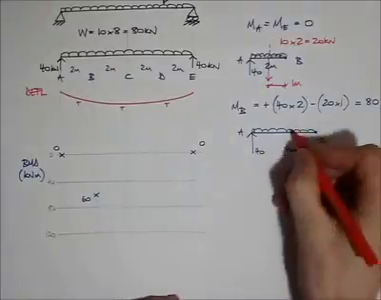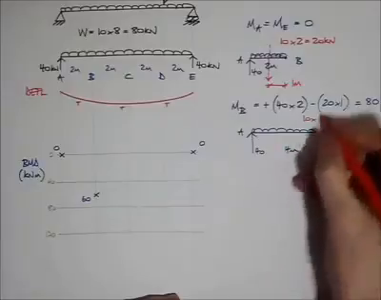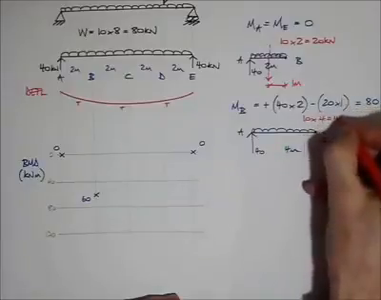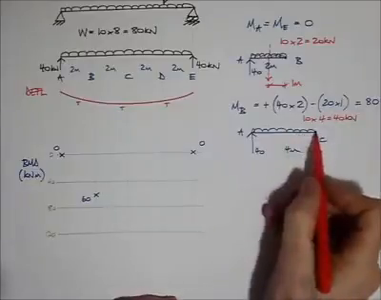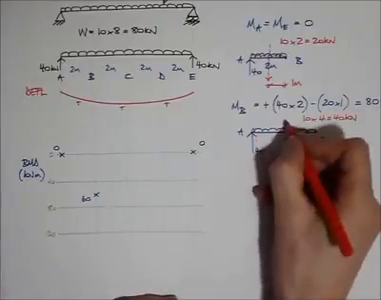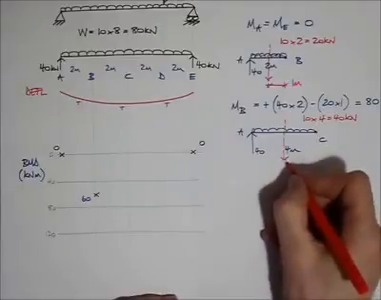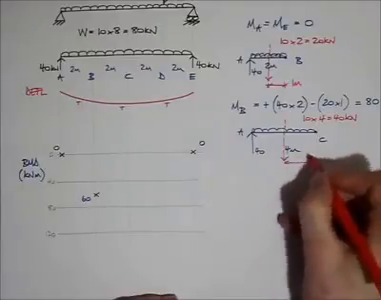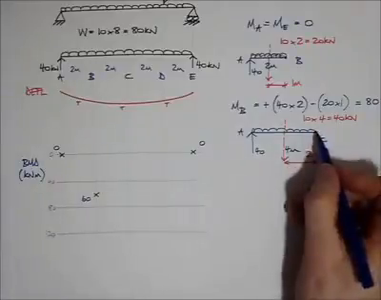and I calculate that UDL is 10 kilonewtons a meter run times 4 meters is 40 kilonewtons. That's good. And the UDL is acting at its centre, so I reckon that is a distance of 2 meters from point C. Right, let's take moments around point C.